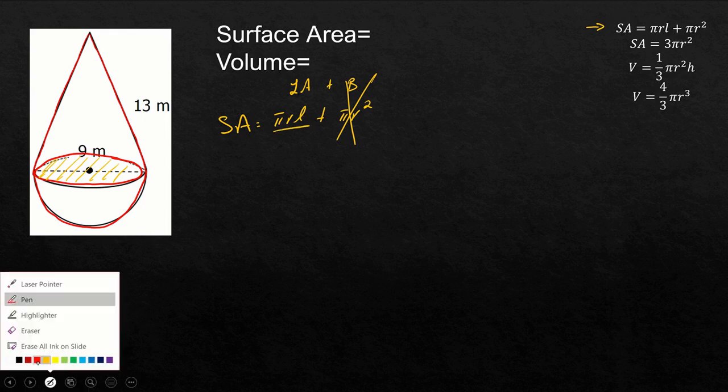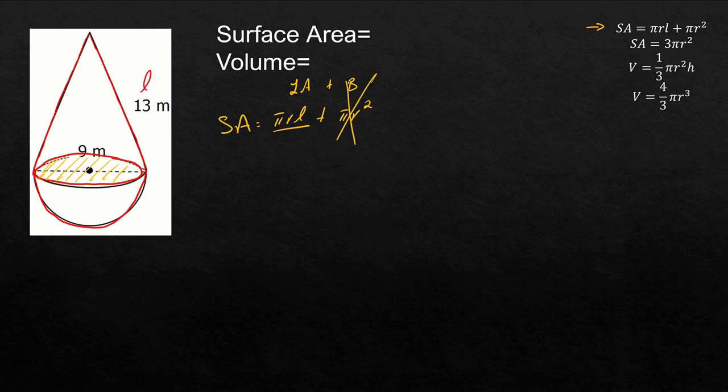For lateral area, we need slant height, which they gave to us, and the radius. They gave us a diameter, but we can simply find the radius by taking half of that, or 4.5. So I have everything I need to find the surface area for this top cone. Surface area is equal to pi, my radius is 4.5, my slant height is 13. In my calculator, I'm going to put 4.5 times 13, and leave it in terms of pi so I can work with it better.